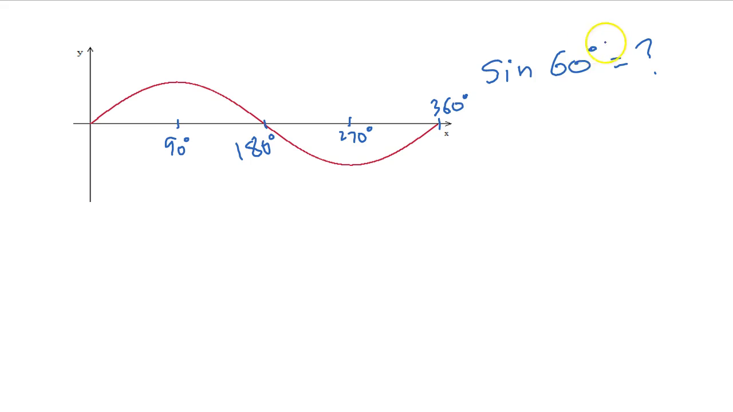Now, where does 60 degrees belong? It belongs between 0 and 90 degrees. In fact, it's one of those special angles, 30, 45, and 60.